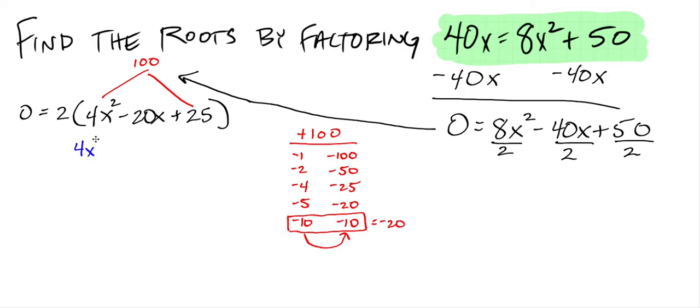Instead of writing them in parentheses, what I'm going to do is instead of writing negative 20x, I'm going to write negative 10x, negative 10x. And then there's 4 terms. This is called factor by grouping. You mentally split it in half.